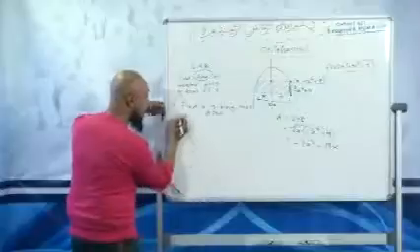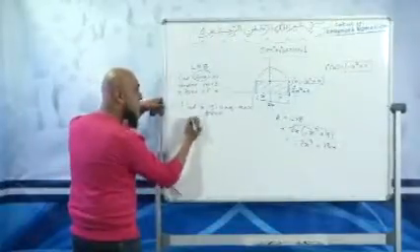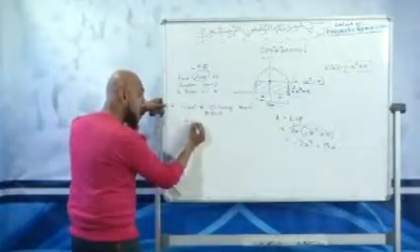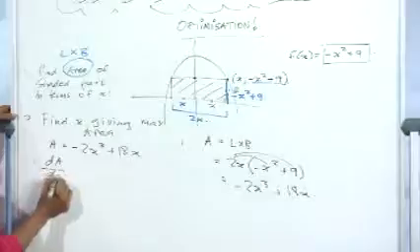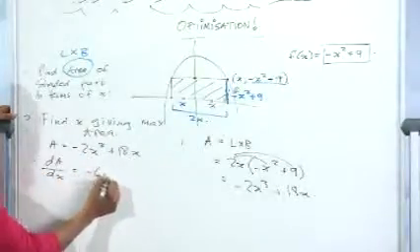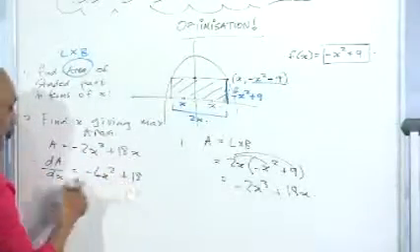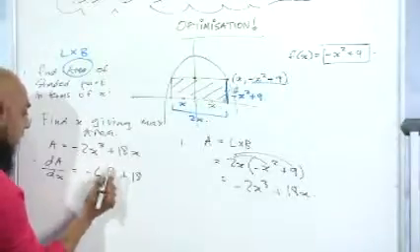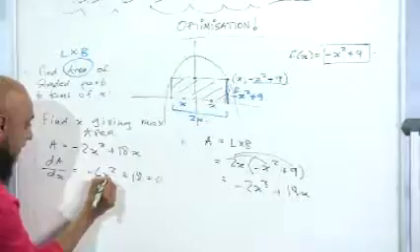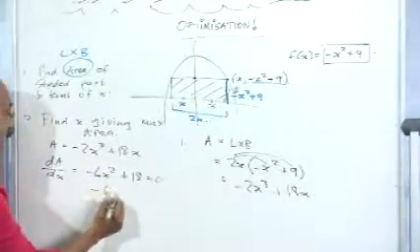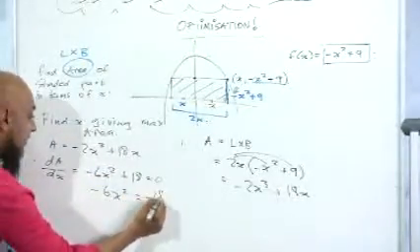Let's answer question number 2. Find x giving maximum area. So now we're going to use the derivative. So we got area is equal to minus 2x cubed plus 18x. Therefore, dA over dx is equal to minus 6x squared plus 18. Now we know for minimum or maximum area, it must equal to 0. So we've got minus 6x squared is equal to negative 18.